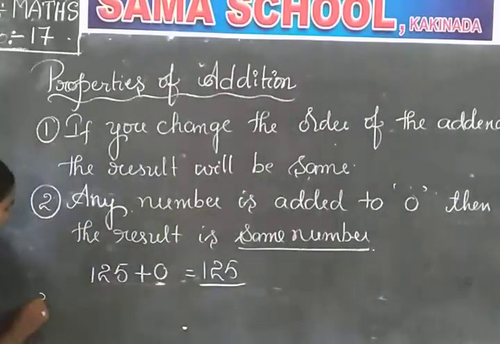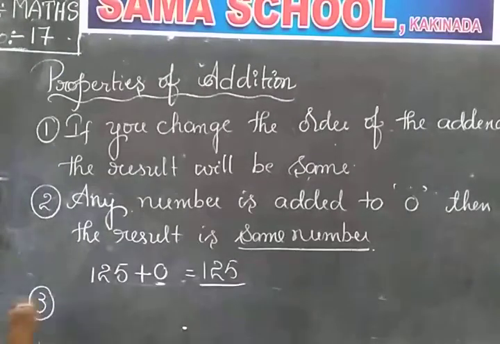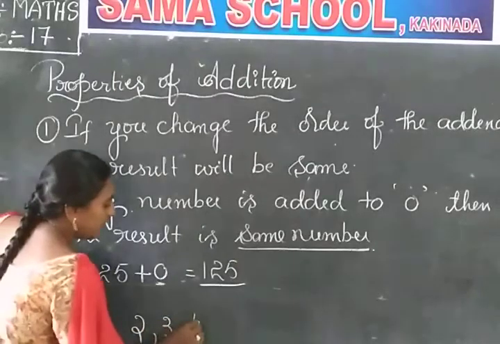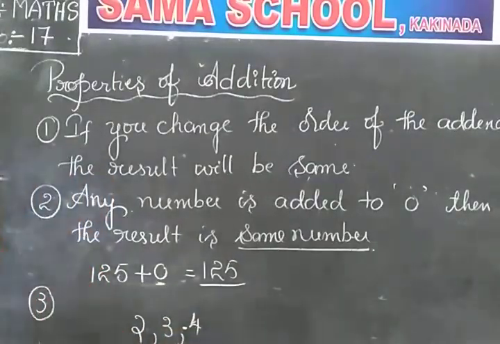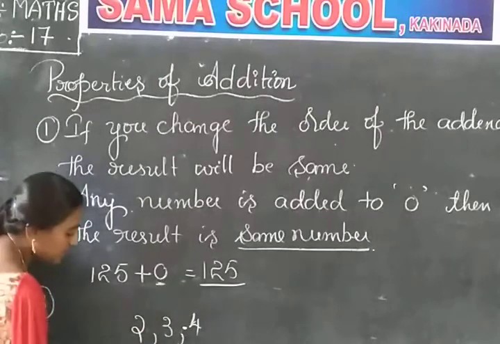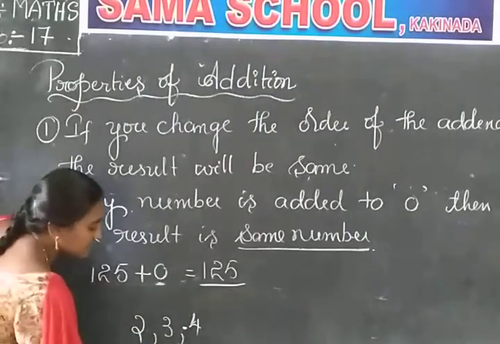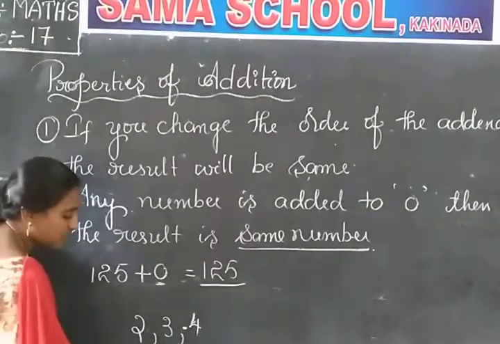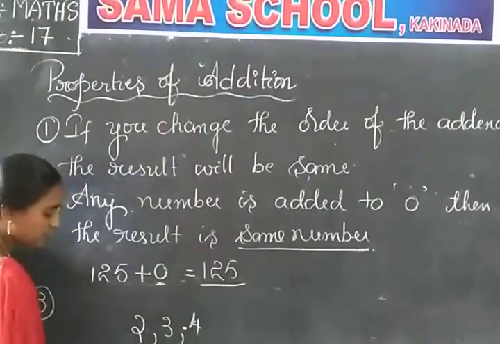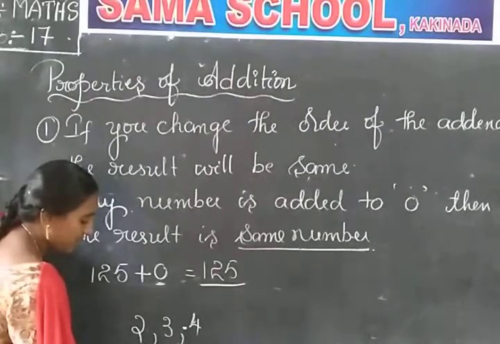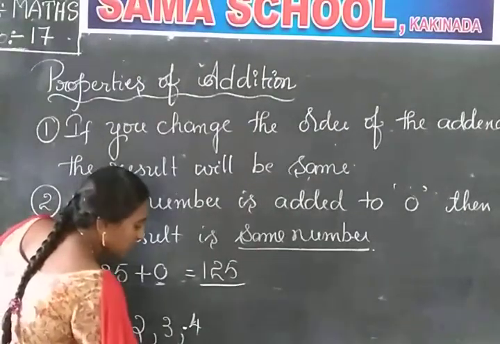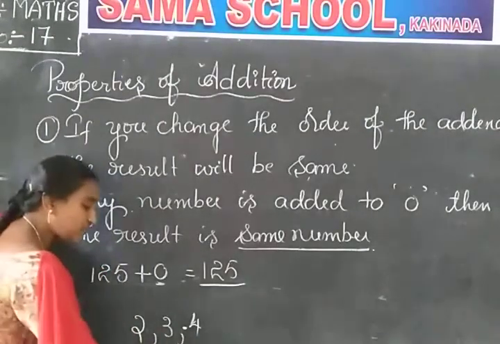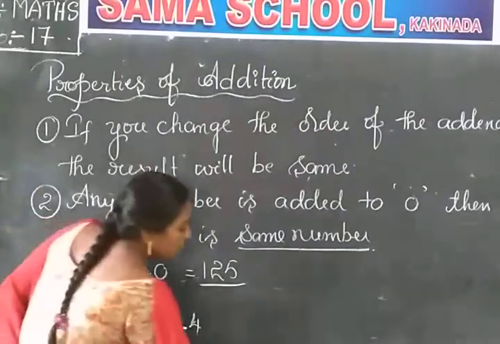Now go to the third property. See here, you take any 3 numbers. Just I am taking 2, 3 and 4. Okay, children? When you are taking 3 numbers, 2 plus 3 plus 4. For example, first if you add the first 2 numbers, 2 plus 3, how much? 5. 5 plus 4, 9. Again, you take like this.